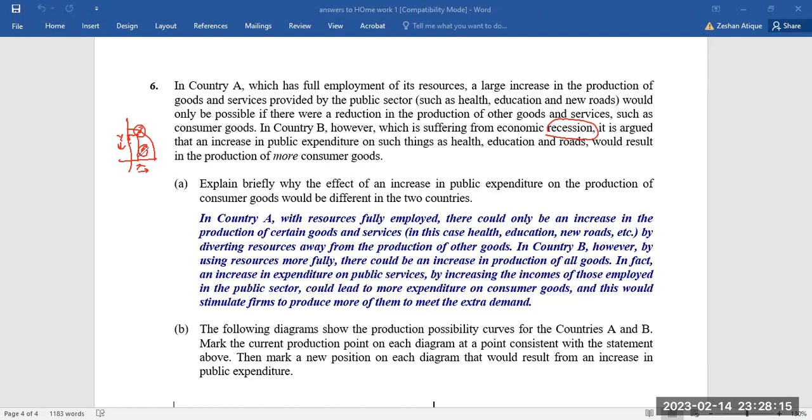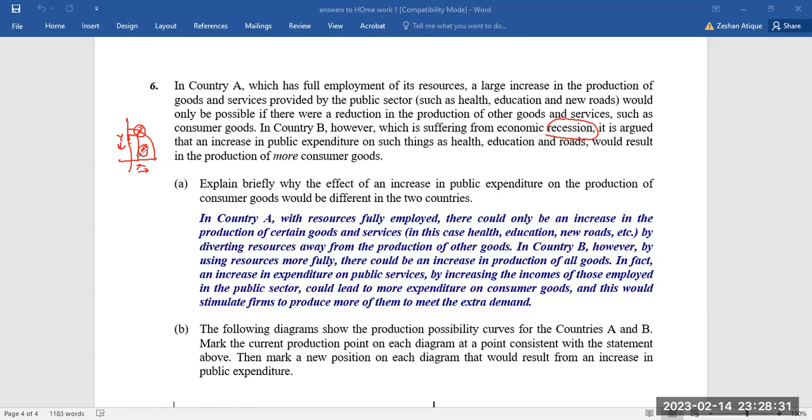However, in country B, by using resources more fully, there could be an increase in production of all of the goods, because initially you are not utilizing all of your resources. You have got some idle or unemployed resources available. So what you can do with them is increase the production of both.